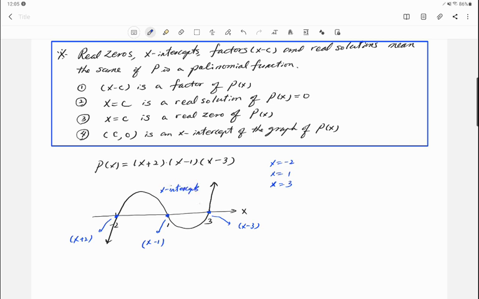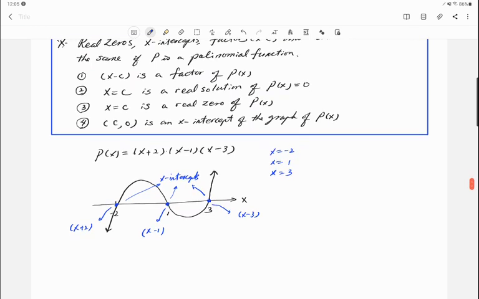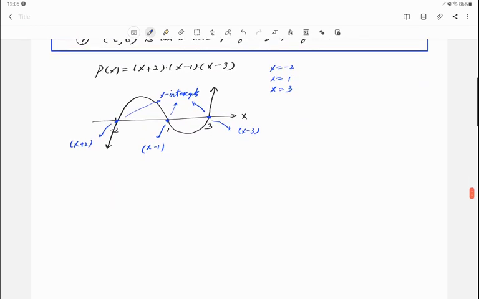Right? They are called x-intercepts. All right, so all these four mean the same. Okay, keep in mind this one. And then let's check the powers, the odd power and even power theorem.